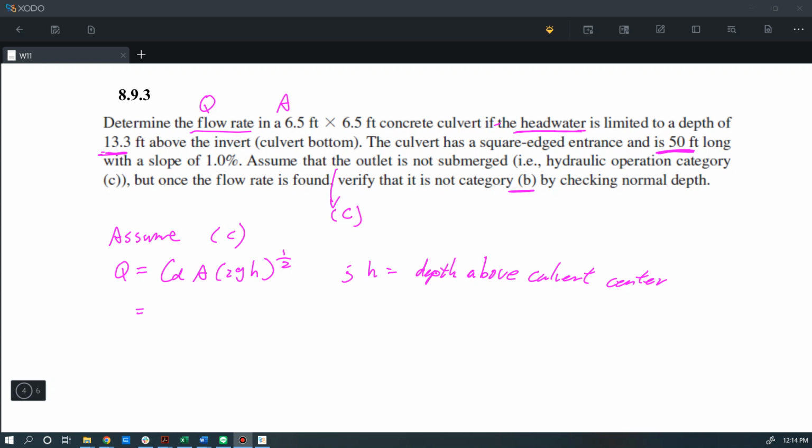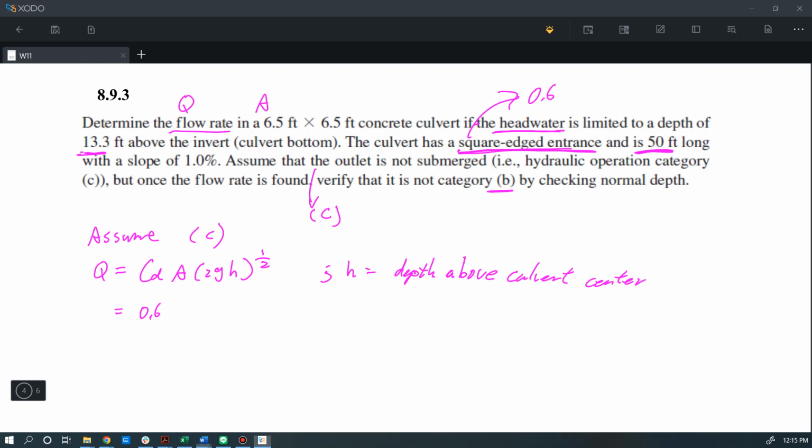This CD is an empirical coefficient, and for the square-edged entrance, we usually use the value 0.6. Okay, so it's not because of the concrete culvert, it's because of the square-edged culvert. So here we use 0.6 times the area, which is 6.5 squared, because this is a square culvert.